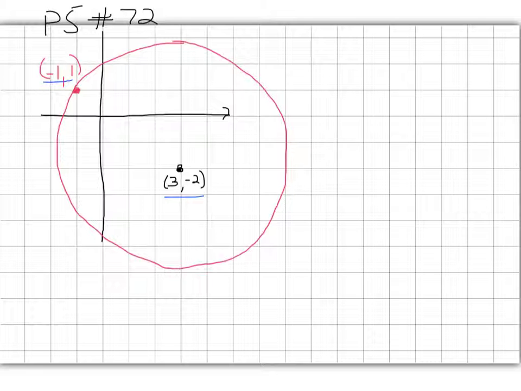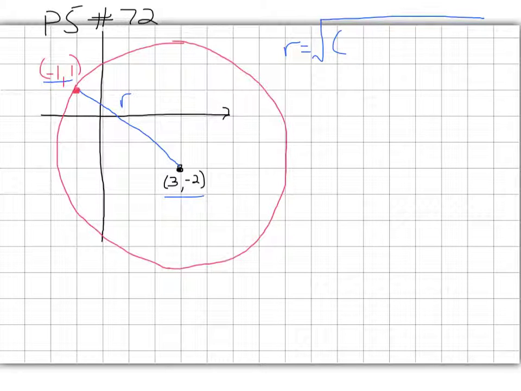So, what do we know about the center (3, -2) and the point (-1, 1)? We know that this distance has to be r. So, if we can calculate the distance between these points, we are in good shape. So let's bust out our distance formula.